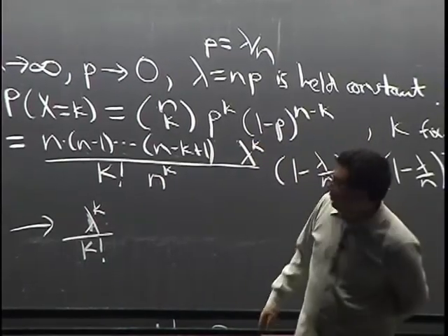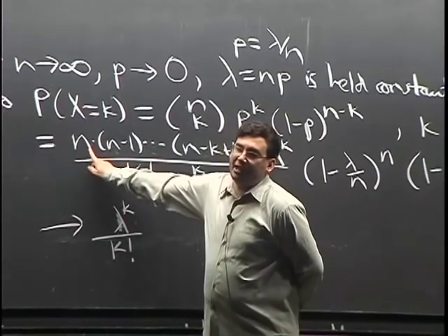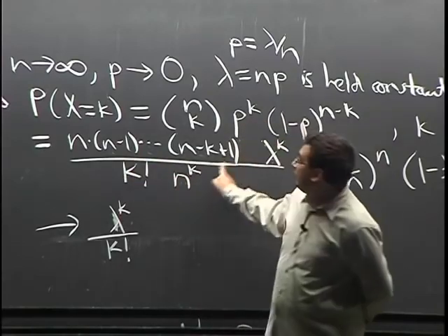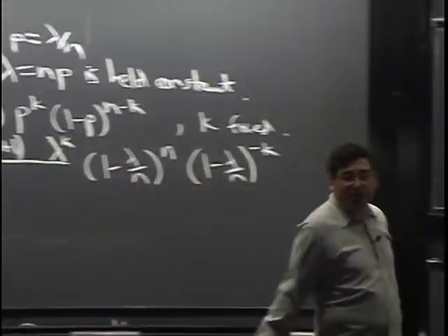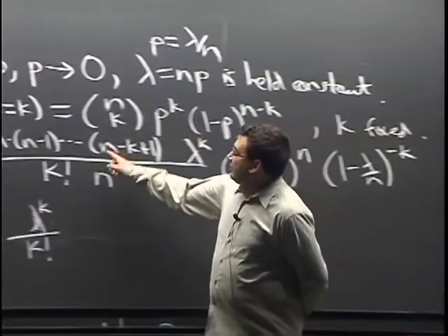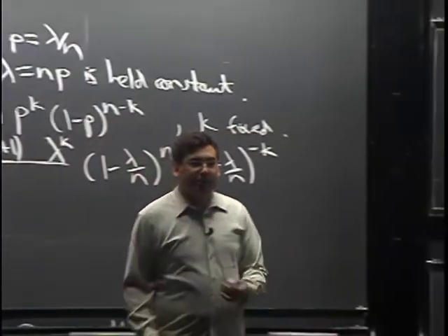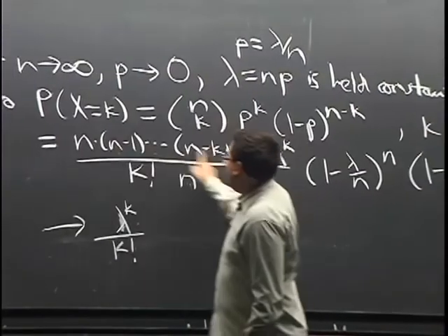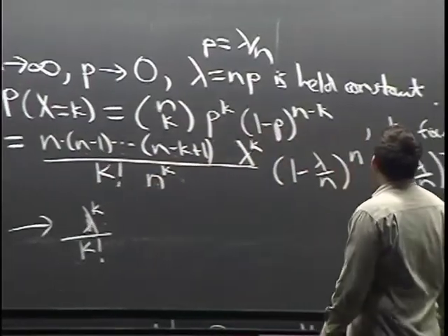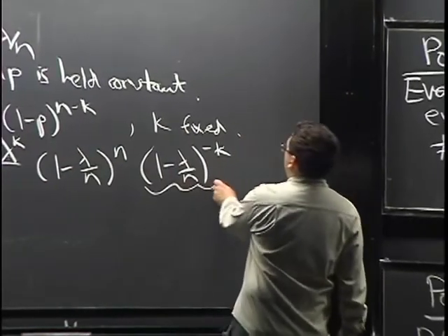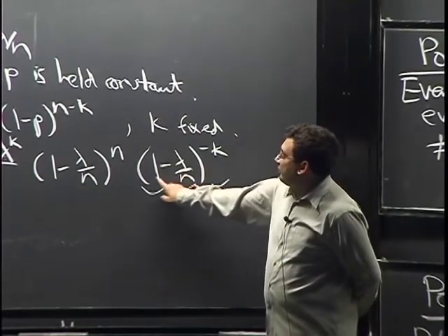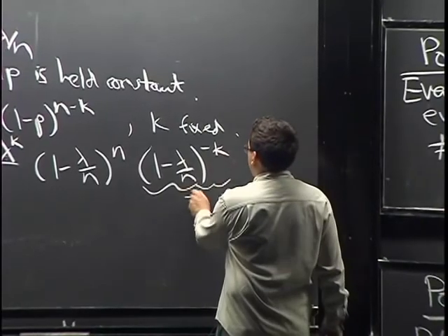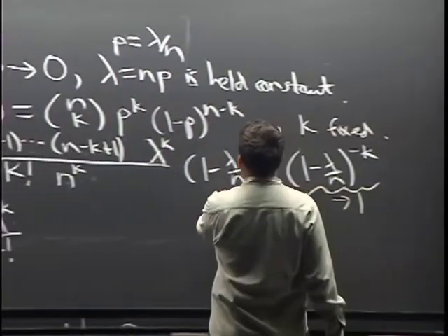So let's just match up terms. Take the first n from here, match that with that n. The second one, match it with the n minus 1. The third one with the n minus 2, and so on. Each of those terms goes to 1. For example, one of them might be n minus 7 over n, but I'm letting n go to infinity, so the 7 is completely negligible. So this stuff with the n's just goes to 1. Lastly, n goes to infinity, so this is going to 1. 1 to the negative k is 1, because the exponent is fixed, so this part just goes to 1.